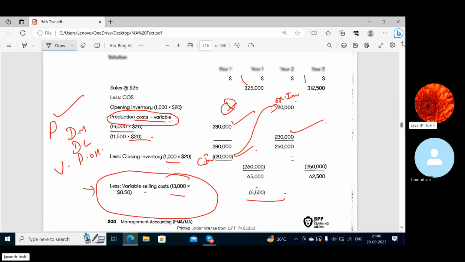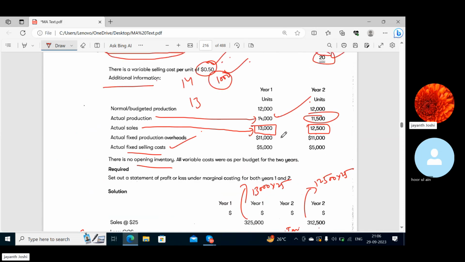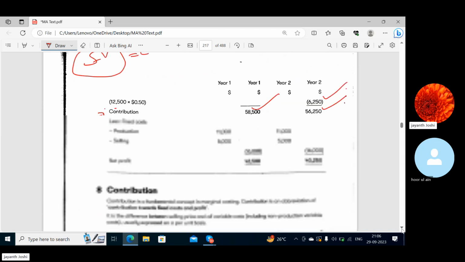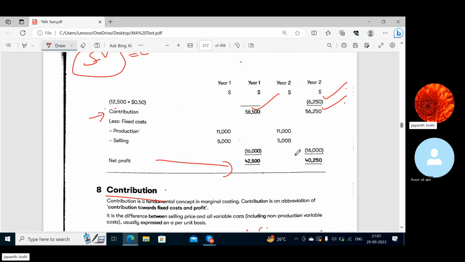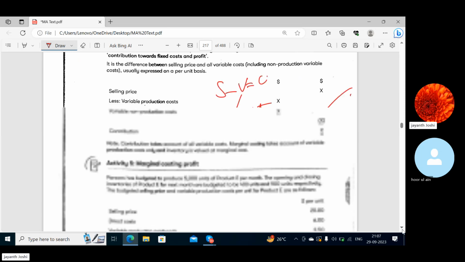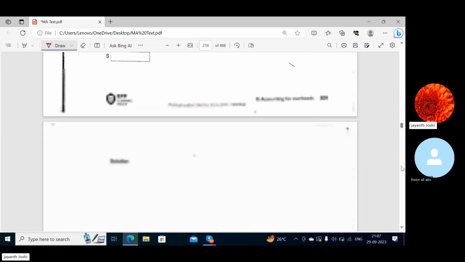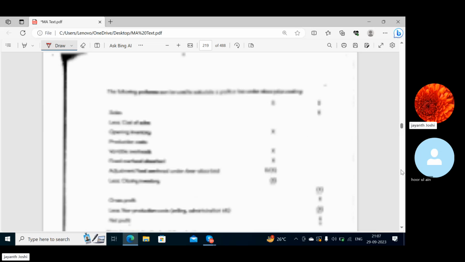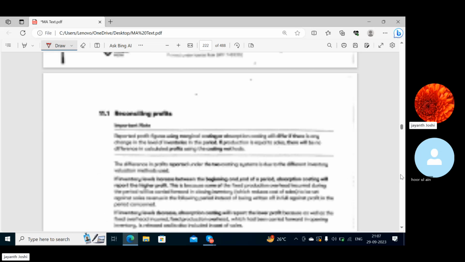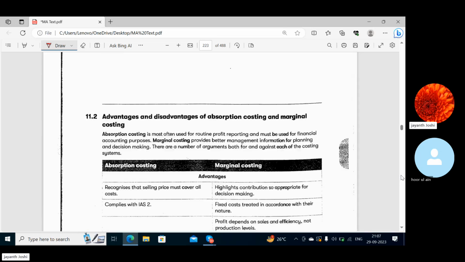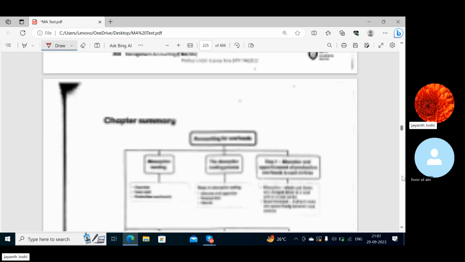These are the fixed ones; they won't change whether the activity level is high or low, they are always fixed. We get net profit. This is the activity you need to perform at home. The contribution topic is also done. Tomorrow we'll start from activity 5, marginal costing profit, and also go for absorption costing. That will be the final part of the chapter. Next class I will finish this chapter.